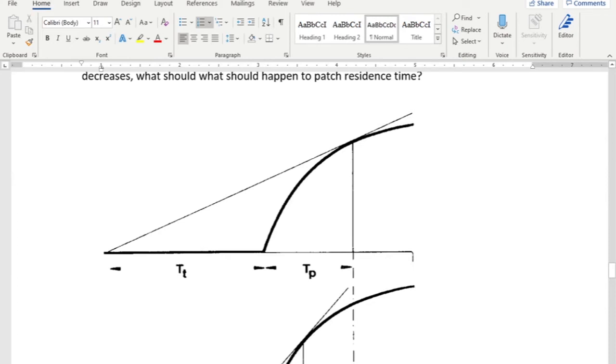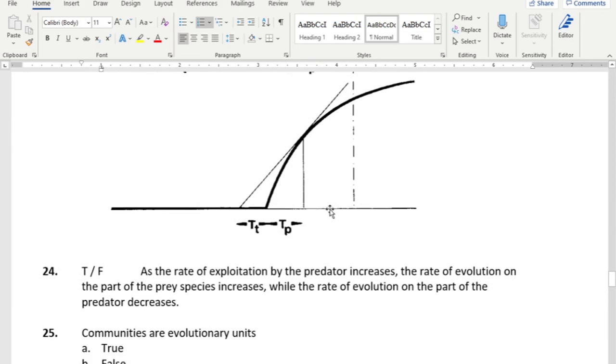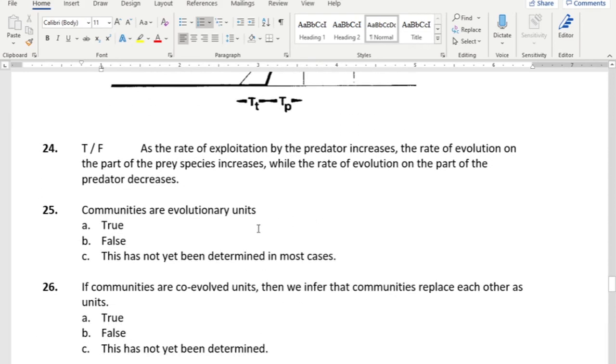Notice what happens. If the travel time to the patch is short, you should leave the patch earlier. If the travel time to the patch is long, you should stay longer. Of course, we could change this and change the rate of return here so that it's shallower. And you could imagine then that if the return is shallower, then you should leave the patch earlier as well. All right.